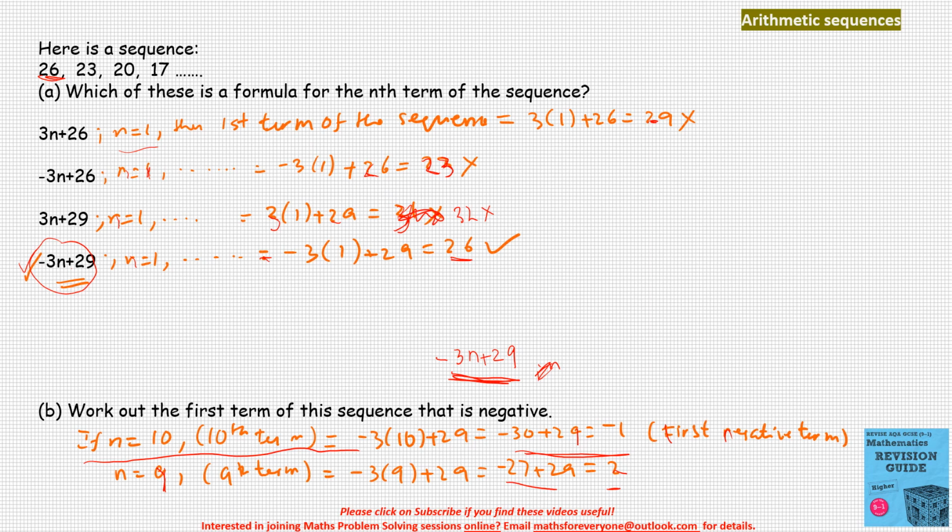So the first negative term of the sequence is minus 1. That's the first negative term. That's the question, isn't it? Work out the first negative term.